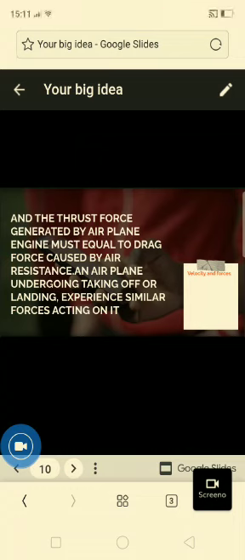An airplane undergoing taking off or landing experiences similar forces acting on it. So an airplane while landing or taking off experiences similar kinds of forces, like the thrust force and the drag force. And the drag force is caused by the air resistance and the thrust force is generated by the airplane. So the thrust force generated by the airplane must be equal to the drag force by air resistance.